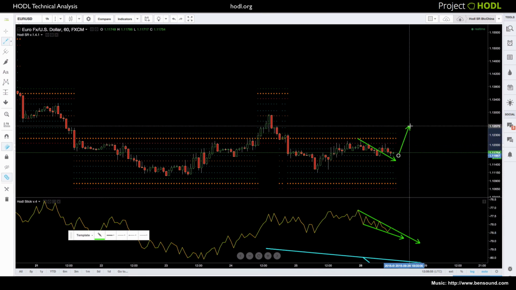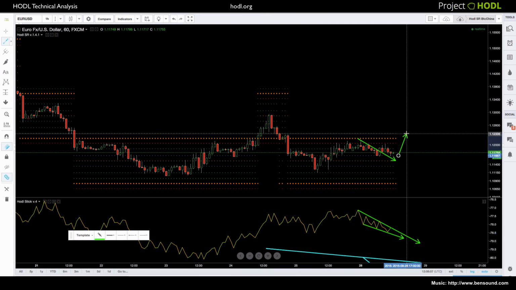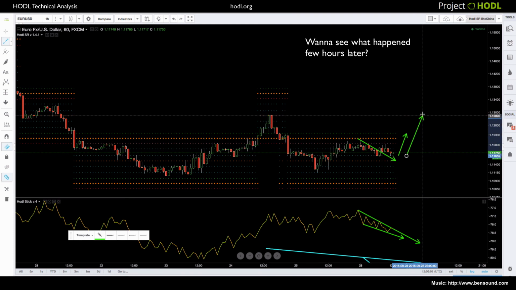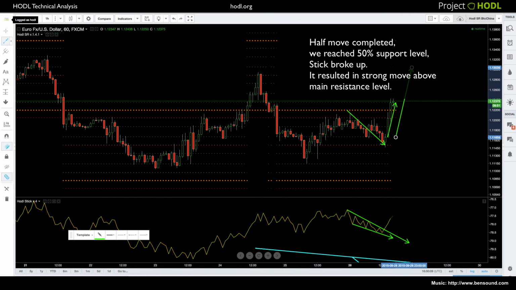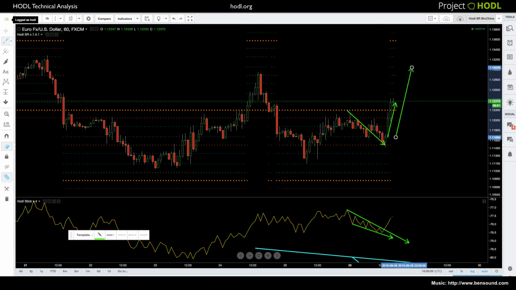So the new targets would be a half move up and a full move up. And if we get above this main resistance, then we can think bullish. Okay, if you're still watching this, I hope this screencast revealed the philosophy behind HODL SR and HODL stick, and that you will be able to squeeze as much as possible from them.